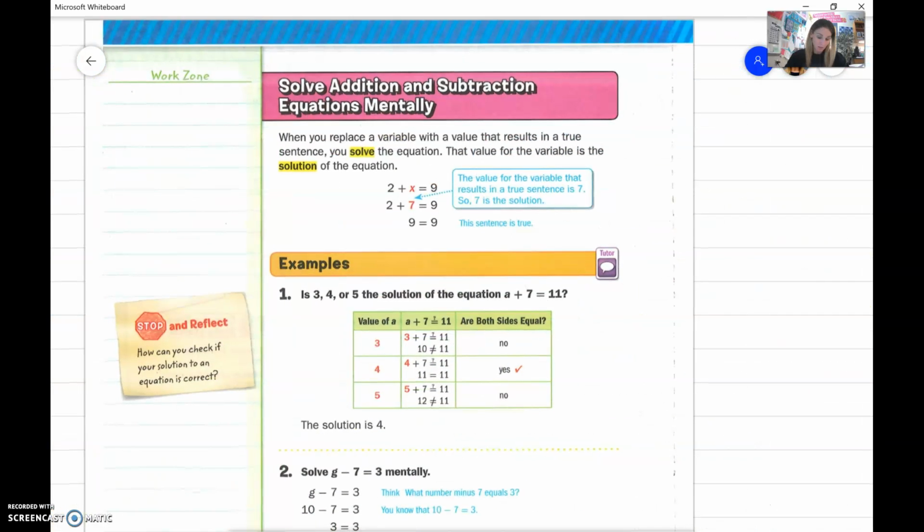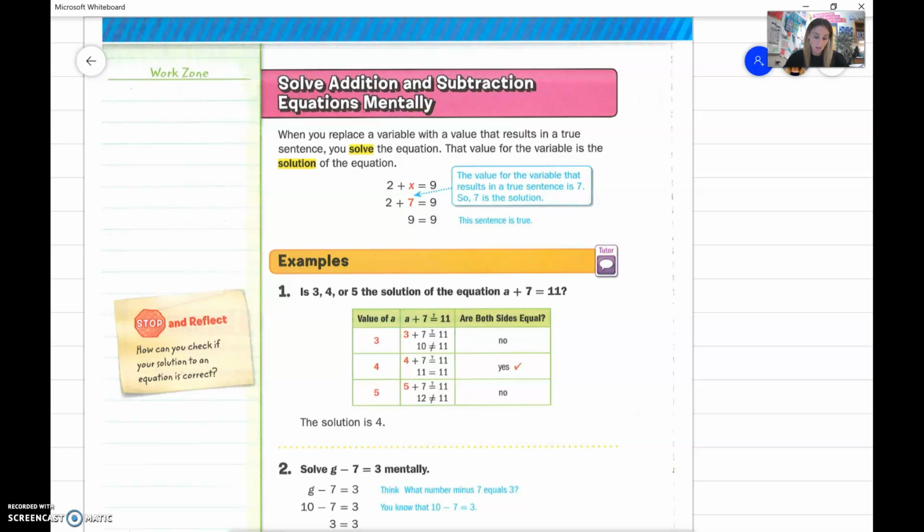All right, taking a look at 514. It says, solve addition and subtraction equations mentally. We are not going to actually solve them mentally, okay? We're actually going to work these problems out to see how it works. So it says, when you replace a variable with a value that results in a true sentence, you solve the equation. That variable, or that value for the variable, is the solution to the equation.